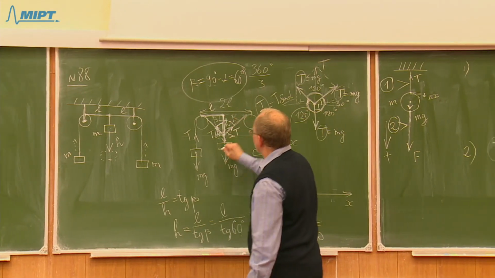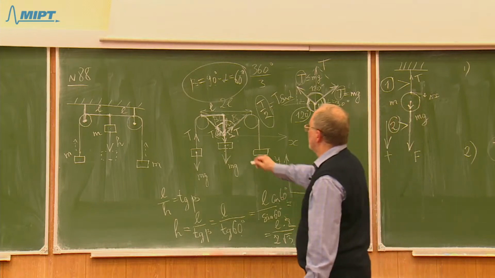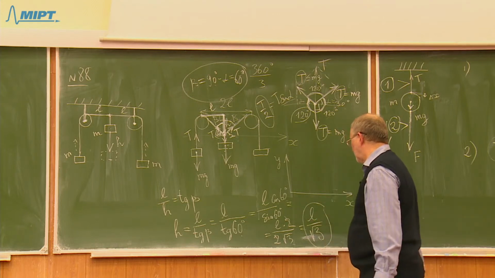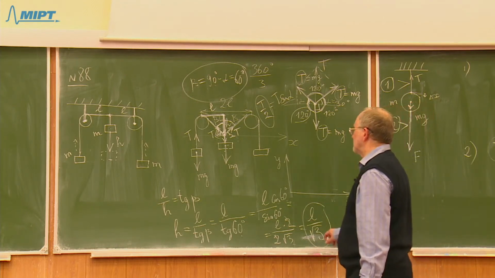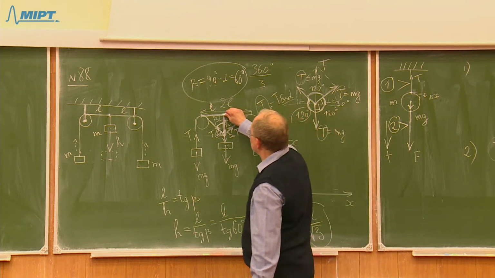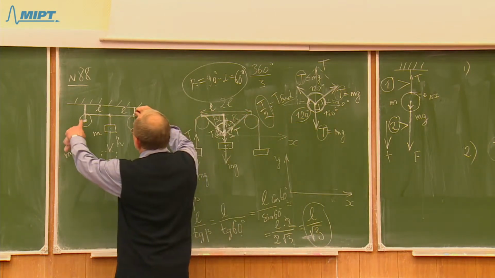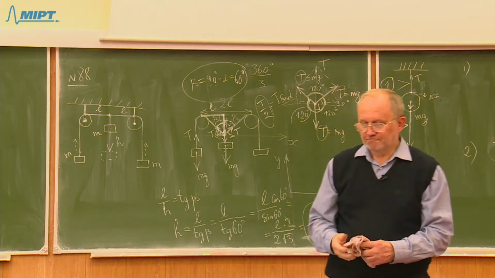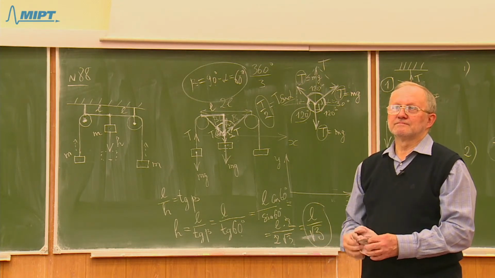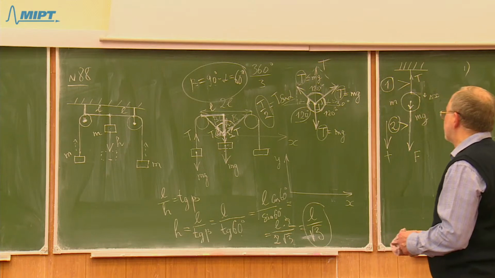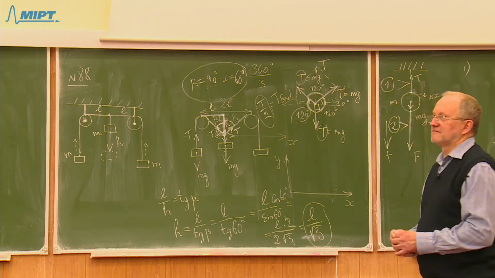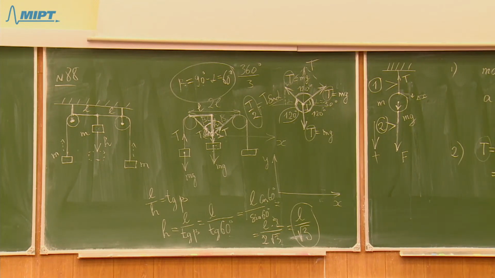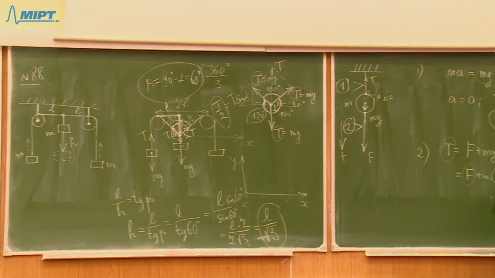So the vertical displacement h of the middle body, the middle weight here, will be given by this formula, L divided by square root of 3, if L is just half the distance between the two pulleys. Any questions? No? Just look at the solution if everything is clear.